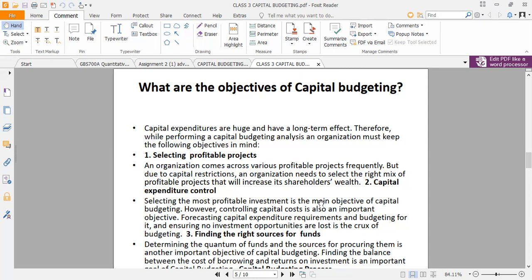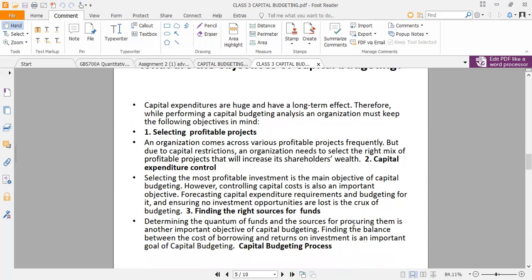That is on selecting profitable projects. Number 2, we're looking at capital expenditure control. So that's another objective of capital budgeting. Selecting the most profitable investment is the main objective of capital budgeting, of course. However, controlling capital costs is also an important objective. That is on the number 2 aspect of objectives of capital budgeting.